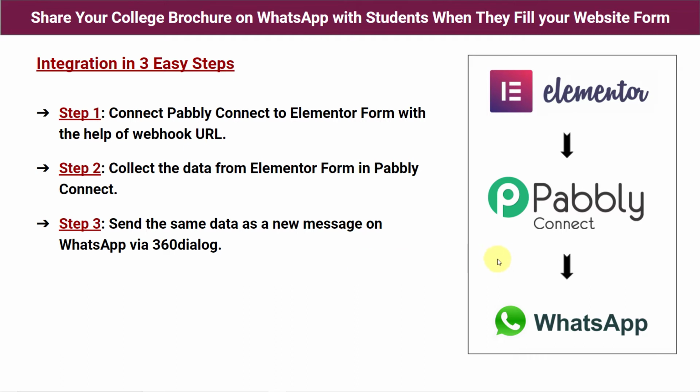So finally, we are going to send a message with the college brochure to the person who has filled this Elementor form on the WhatsApp account. And to do this, we are going to use another application, which is 360 dialog. So I'll tell you what 360 dialog is later on in this video. First of all, let's jump to our step 1 and open Pabbly Connect.